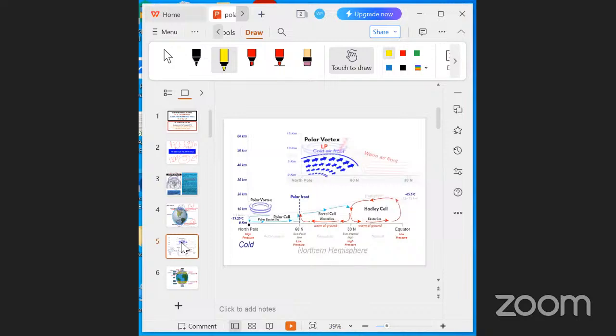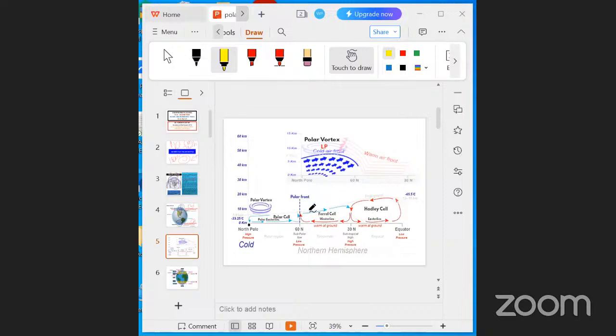Now let's discuss this in terms of conceptualization and formation. Now, for so many years, so many people get confused about how this low pressure system is formed in polar regions. That is the question. Why is this polar vortex created as a low pressure system, even if there is so much cold air? What is the reason? Let's understand what happens here.